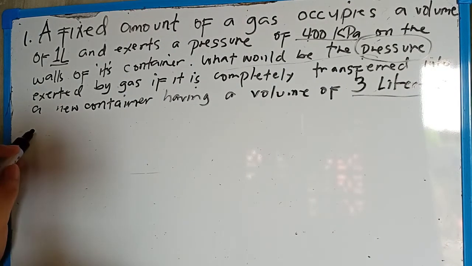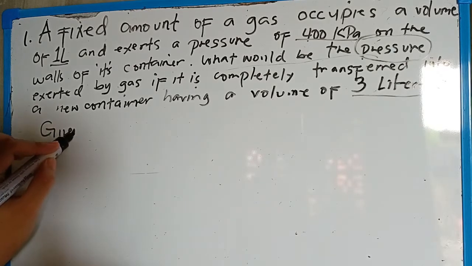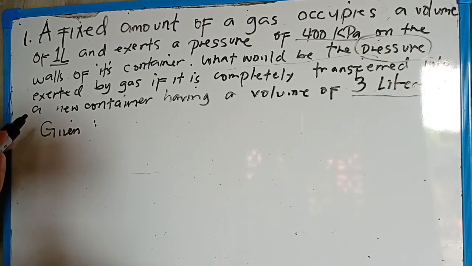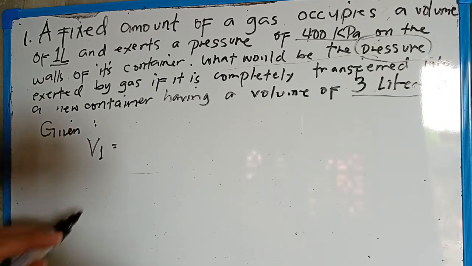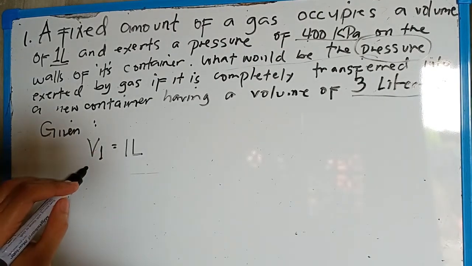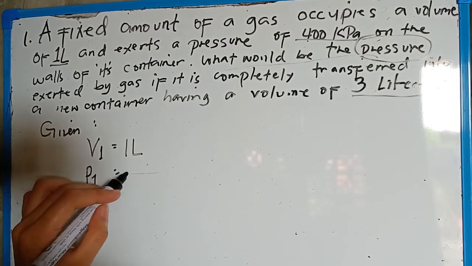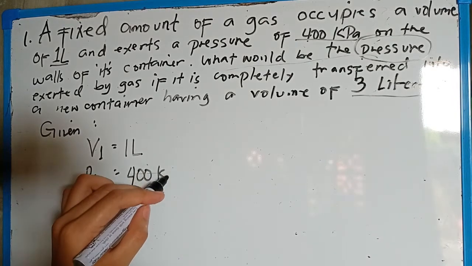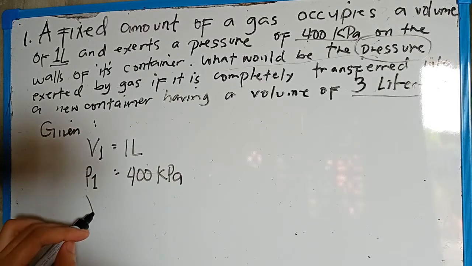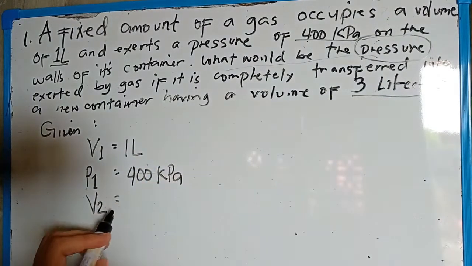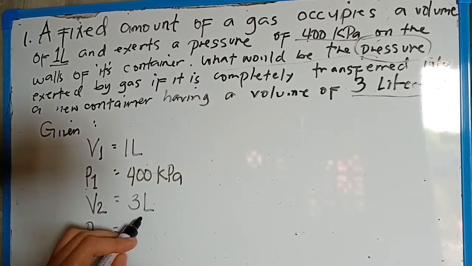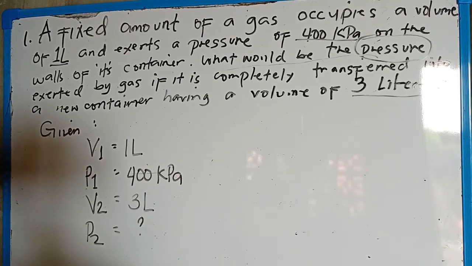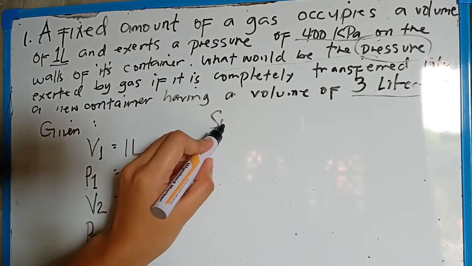So first, we're going to write the given. We have V1, our initial volume, which is 1 liter. Then we have the initial pressure, which is 400 kPa. Then our final volume is 3 liters. Then we are going to solve for the final pressure, which means the final pressure is what the problem is looking for. Okay, let's solve this one.